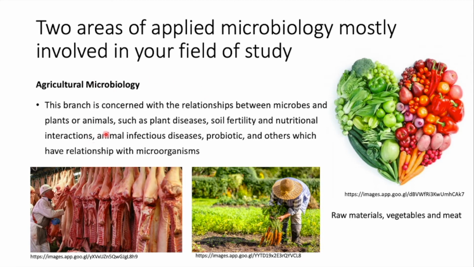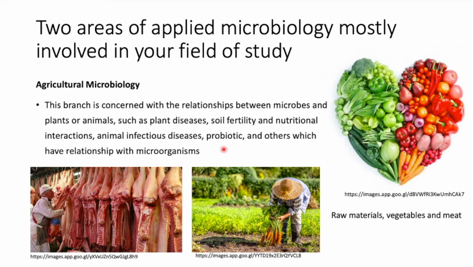Another example of agricultural microbiology is animal infectious diseases. You can see this picture. This animal grows on the farm, so there is some possibility that it can be infected by microorganisms. This is what you have to know, because some microorganisms or some diseases also cause problems for human health. So you need to know what kind of microorganisms can cause disease in animals.